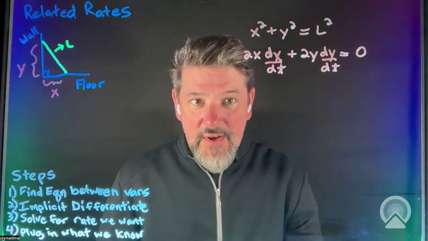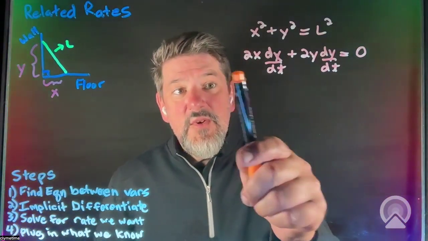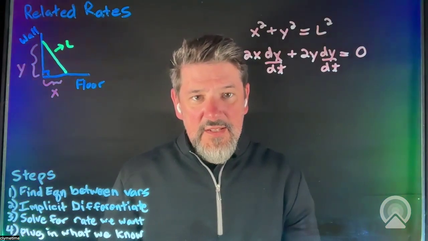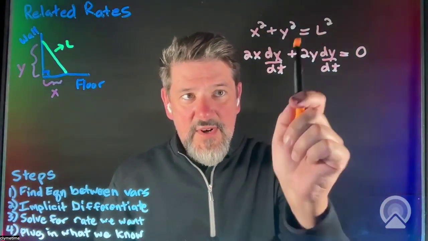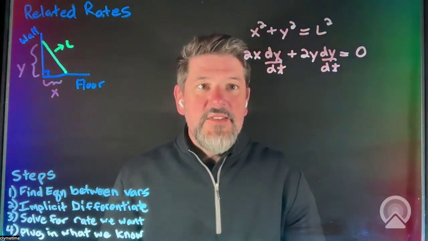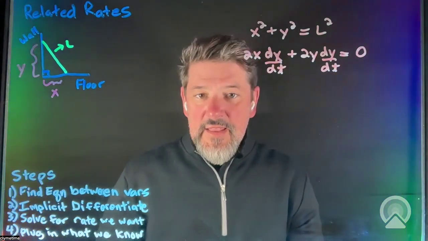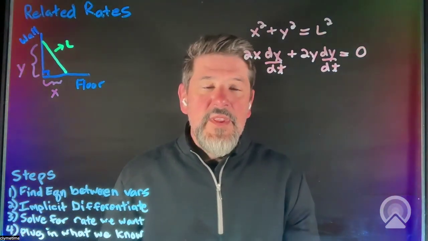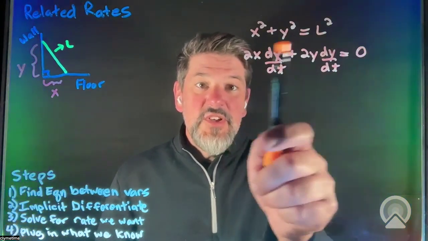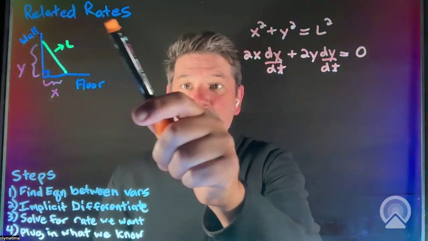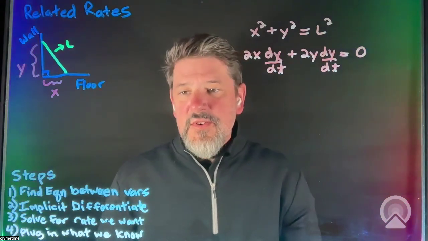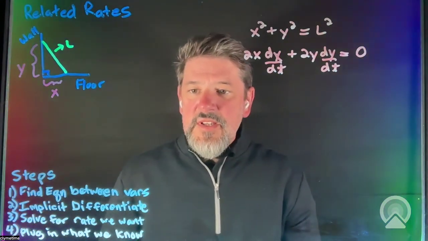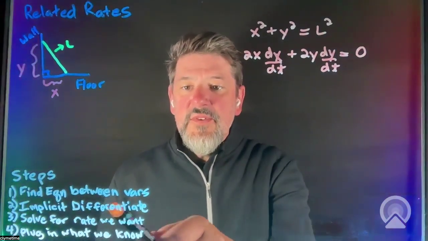And it's also what we call a differential equation because it's an equation with differentials in it. dx is a differential, dy is a differential, dt is a differential. So it's an equation with differentials in it, and that makes it a differential equation. It's also a relationship between 2 rates, so it would be a related rate problem. So step 2 is do implicit differentiation. Step 3 is to solve for the rate we want.